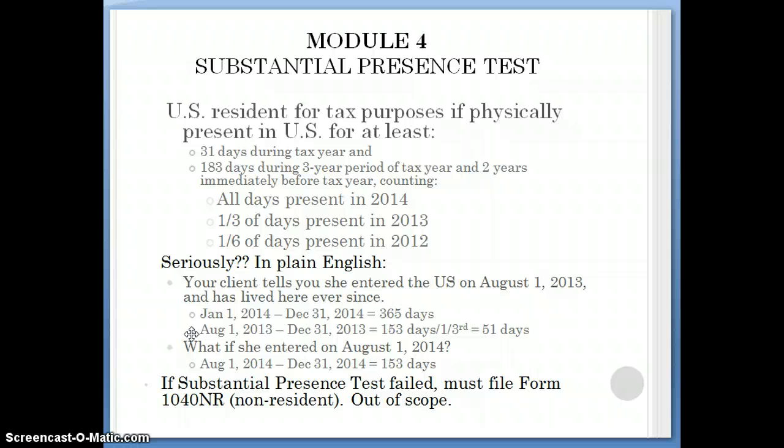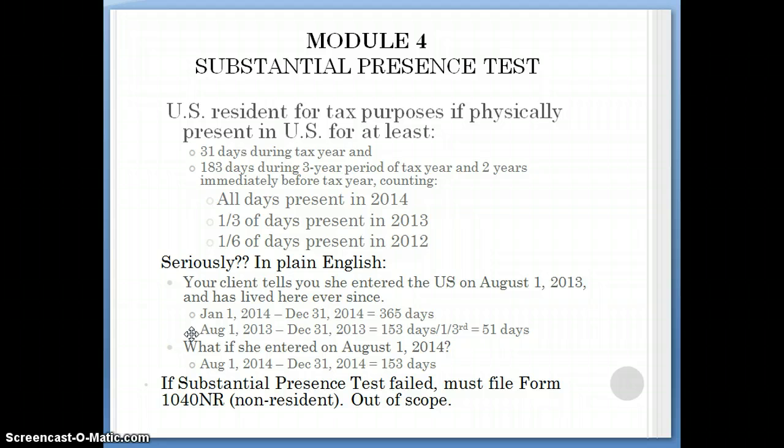But what if she tells you that she entered August 1st of 2014? That time period is 153 days, just like we counted in the previous example. But she fails the substantial presence test because she wouldn't reach the 183 days. So that means that she's going to be required to file a Form 1040-NR. And those are out of scope for what VITA is able to do.